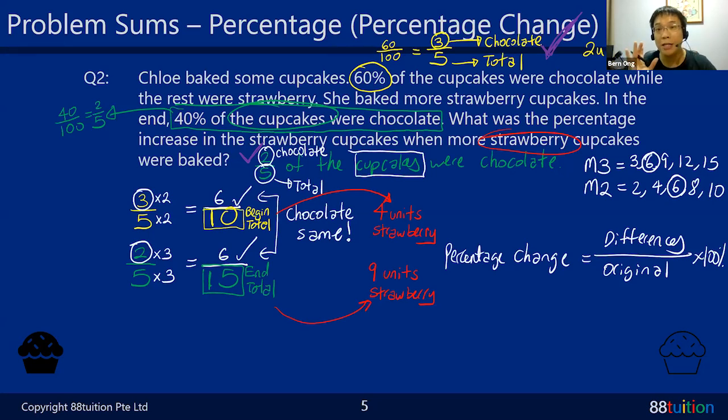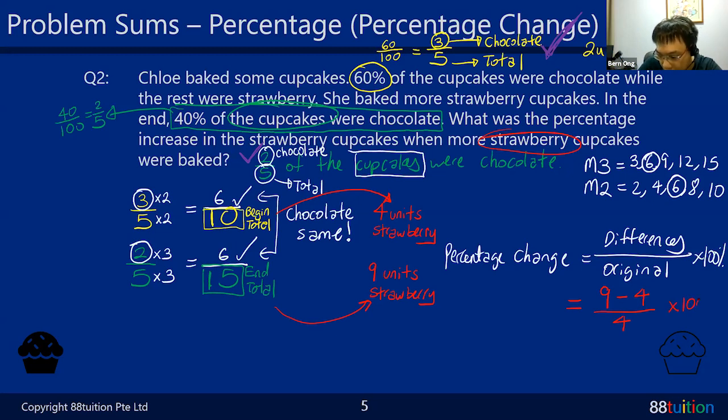Okay, so let's focus on the strawberry. So what's the differences here? Right, the differences is 9 minus 4. Remember the meaning of differences? We're talking about the big number minus a small number over the what? Original. Original is 4 times 100%.